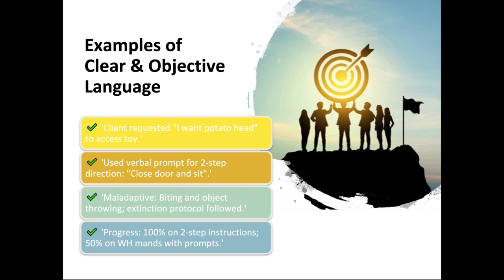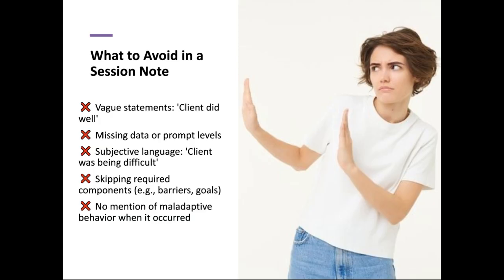For progress, you want to provide percentages, provide actual hard data like 100% on 2-step instructions and 50% on WH commands with prompts. Avoid vague statements like client did well. Be sure to include data and prompt levels and never use subjective or judgmental language like the client was being difficult. If a maladaptive behavior occurred, it must be documented with a description of the behavior and your response.